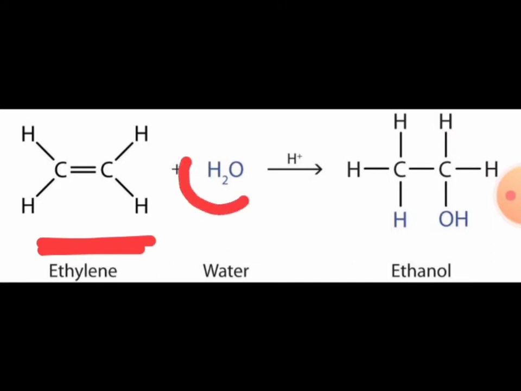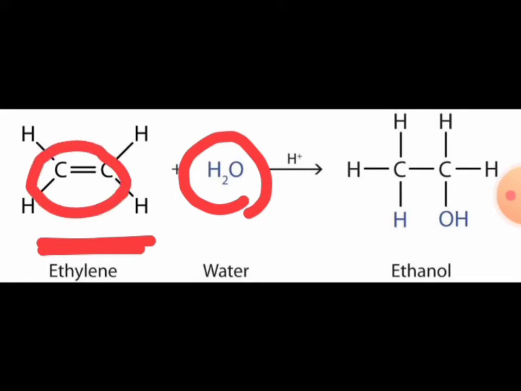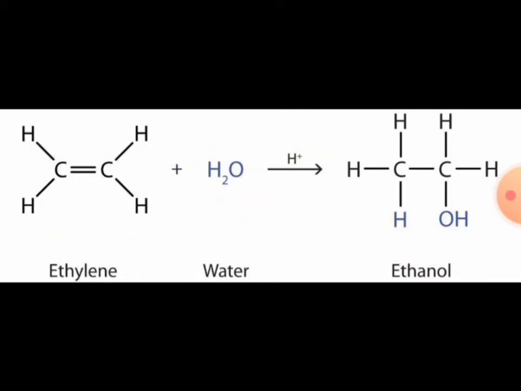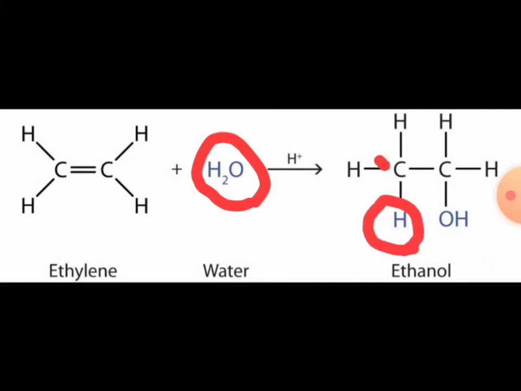So they undergo hydration, which means addition of water across the carbon-carbon double bond in the presence of dilute sulfuric acid to produce alcohol. So the product is alcohol, and in this alcohol you can find one hydrogen atom of water added to this particular carbon atom and the OH of water added to the other adjacent carbon atom to give alcohol.